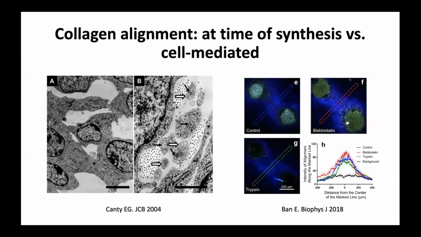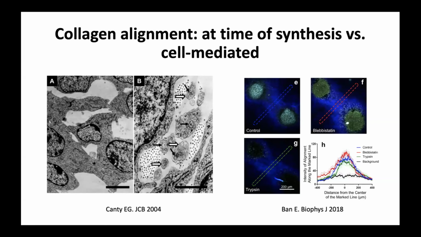So I just wanted to talk a little bit about collagen alignment. Collagen is generally not thrown in randomly. It is often aligned. Think about a tendon, for example: you have very nicely and beautifully aligned fibrils. You often have it in ducts, for example, very nice collagen alignment. And how does that alignment happen? There are really two ways.